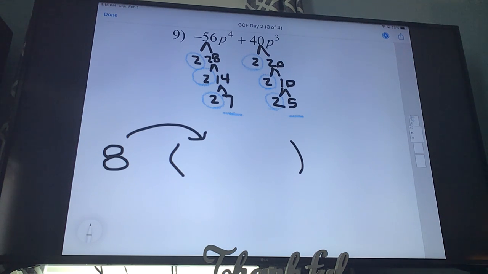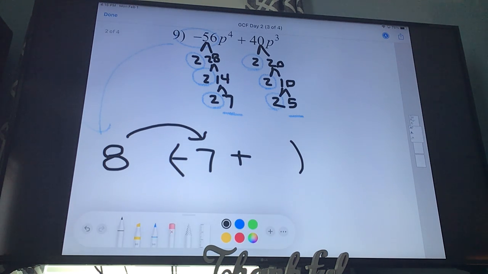Okay, or the other way to look at it is on the flip side of that is to say this 56 divided by this 8 would give me, and if you do that on your calculator, you're going to get 7. Okay, and we keep all of our signs where they're at. Okay, 40 divided by 8, or 8 times what would give me 40? And you're going to get a 5.